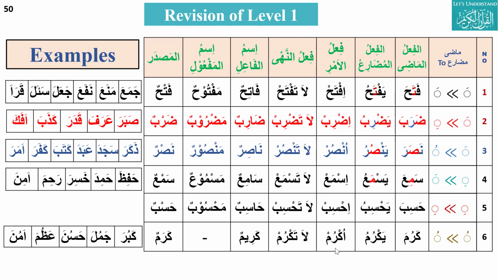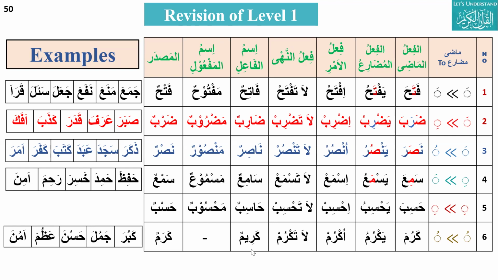What is the fi'l al-amr? Ujmul. Ujmulu, La Tajmulu. In the fi'l al-amr, the last letter is always majzum; there is a jazm. So Ujmul, not Ujmulu. Ujmul, La Tajmul. Ujmulu, La Tajmulu.